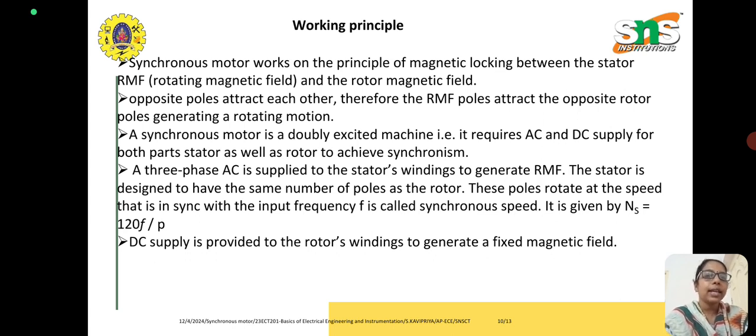A three-phase AC is supplied to the stator winding to generate the RMF. The stator is designed to have the same number of poles as the rotor. The poles rotate at a speed that is synchronized with the input frequency f. We call this speed the synchronous speed. It is given by ns = 120f/p. DC supply is provided to the rotor winding to generate the fixed magnetic field.